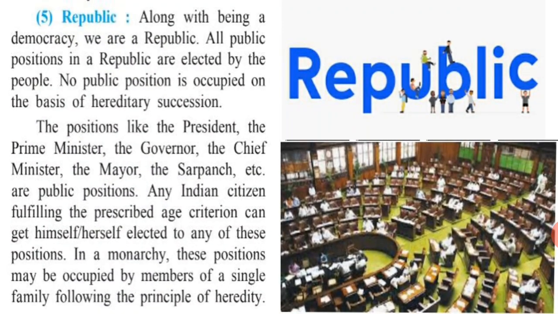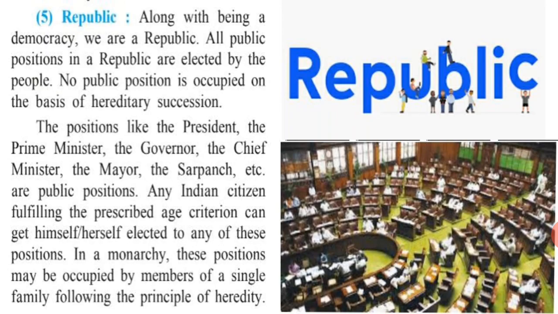Along with being a democracy, we are a republic. All public positions in a republic are elected by the people. So people elect all the representatives. No public position is occupied on the basis of hereditary succession. Suppose a person is in a position, after he completes his tenure, it doesn't mean that his son or daughter will take the position. No, it's not on the basis of heredity.